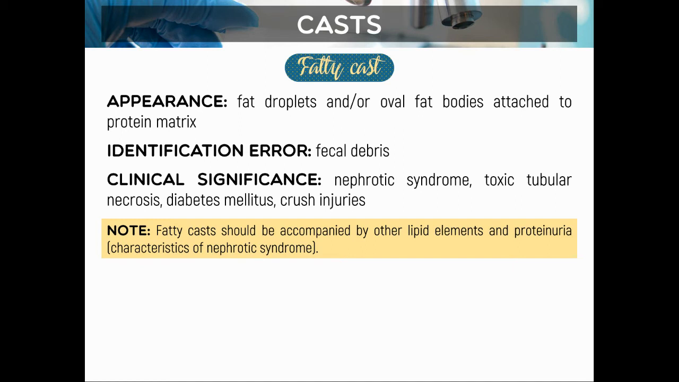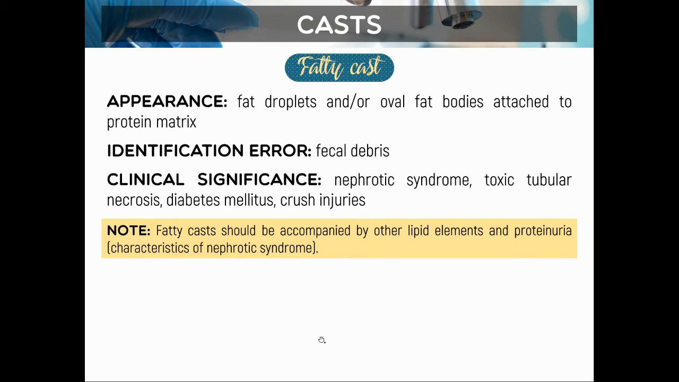Its appearance is fat droplets or oval fat bodies attached to the protein matrix. As mentioned earlier, among the RTE cells we have a type of RTE cell, which is the oval fat bodies. And we have different types of fat: the triglycerides, the neutral fats, and cholesterol. With the stain Sudan III or oil red O, the triglycerides and neutral fats stain, resulting in orange-red droplets, while Maltese cross under a polarized microscope indicates the presence of cholesterol.